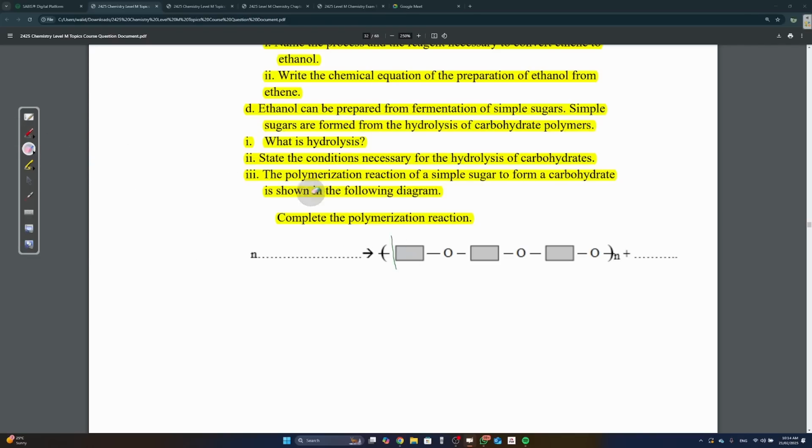This was one of the things we did in the notes. If you want to draw the monomer, you first take a look at the bonds. Every bond here, you can see what's repeating. This is your repeating unit, right? You just copy that over.